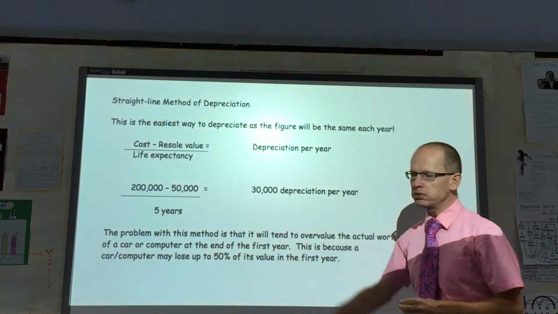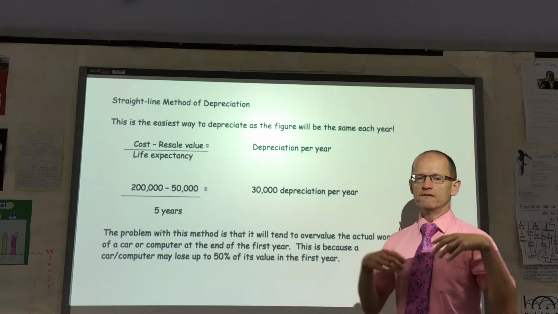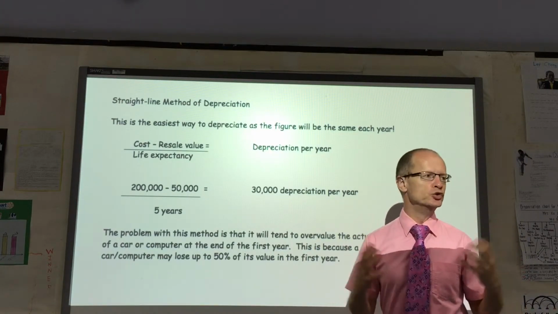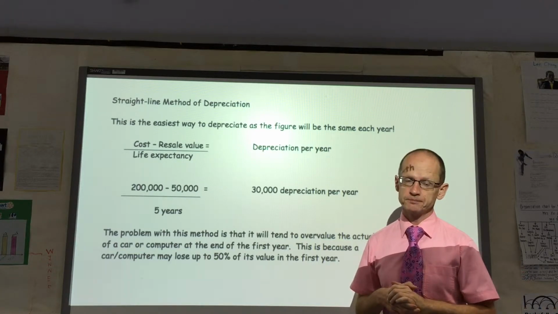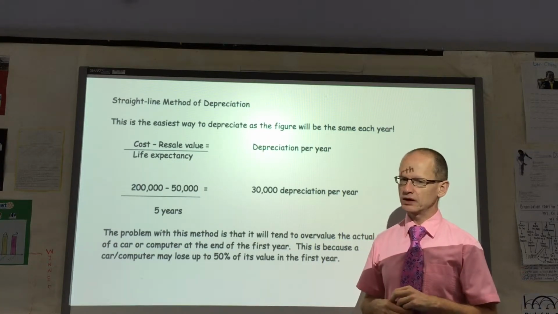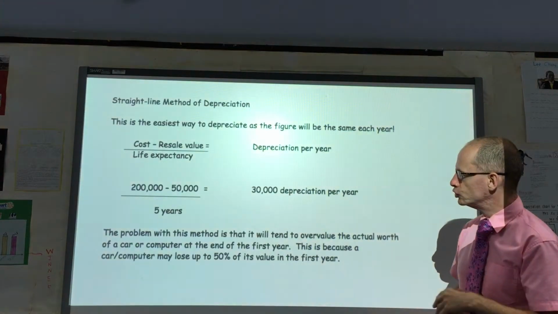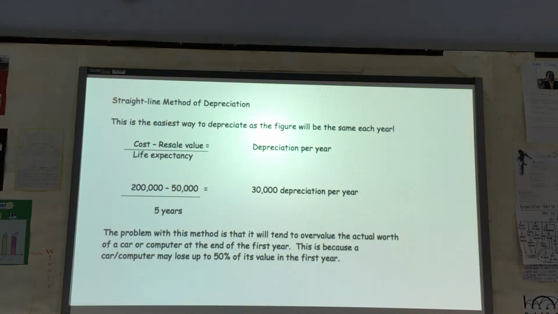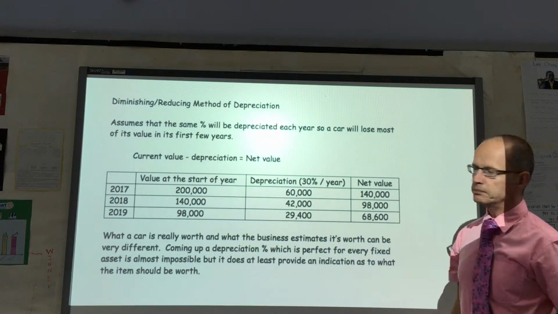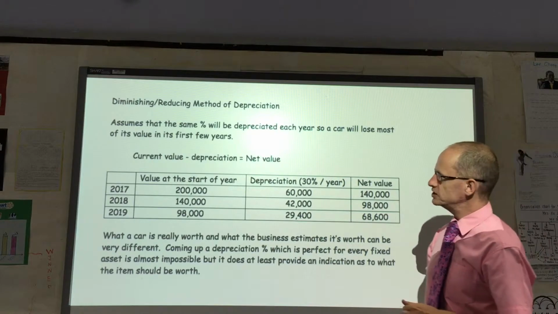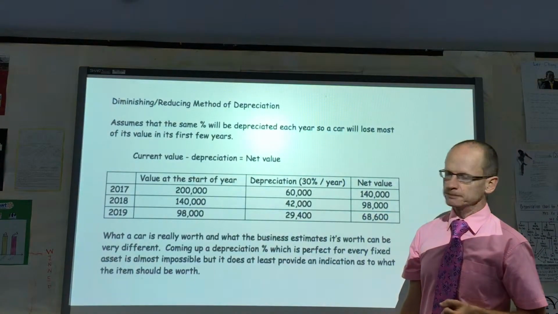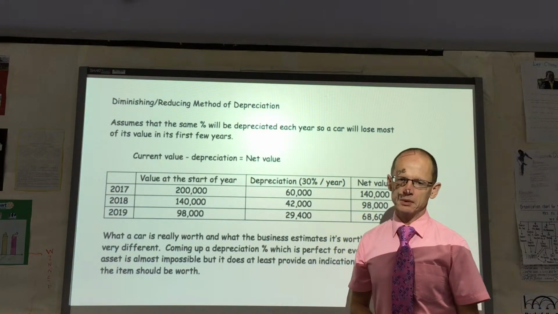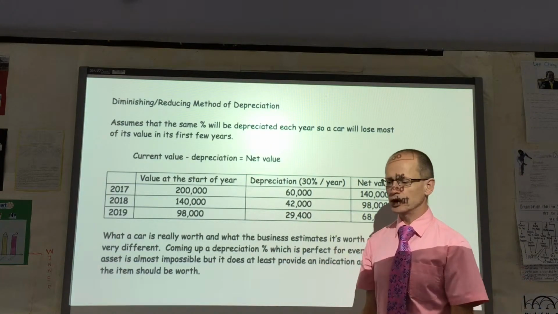Now, the problem with using this method is for things like computers or smartphones. Smartphones and computers probably lose 50% of their value in their first year. So this may not be an accurate way of measuring the true value of fixed assets such as those. That's why we then use something called the diminishing or reducing balance method of depreciation, which takes the same percentage each year. Now, in reality, items such as cars don't depreciate the same amount each year.